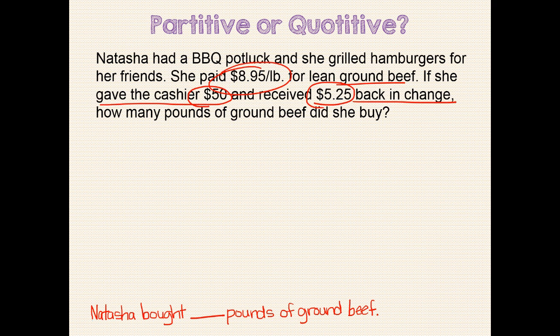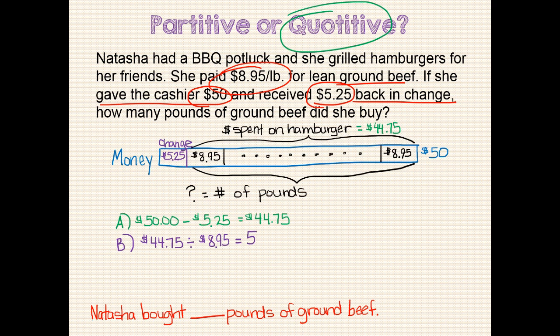Did you identify the important information? Did you think about whether or not this problem is partitive or quotitive? Does your model look similar to mine? Did you follow the same process, or did you approach it another way? Did you find that Natasha bought 5 pounds of ground beef?